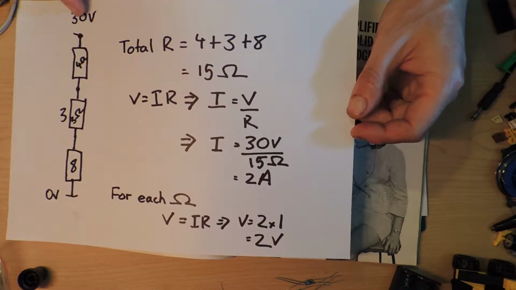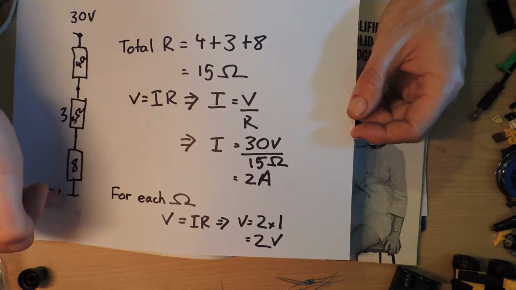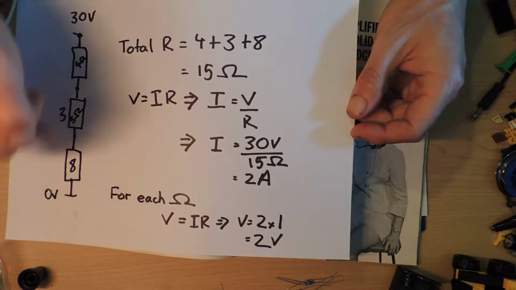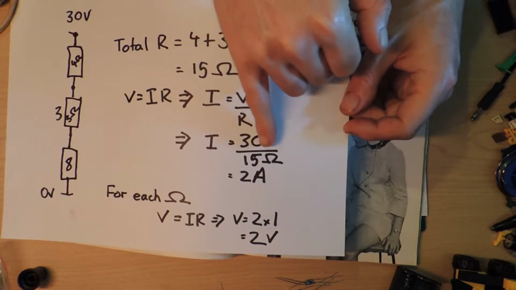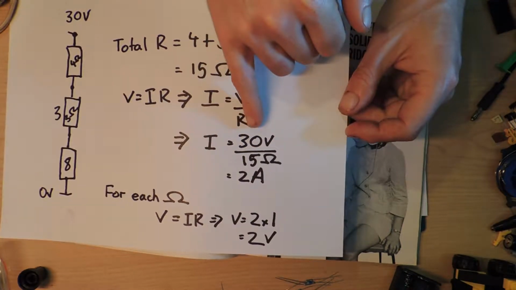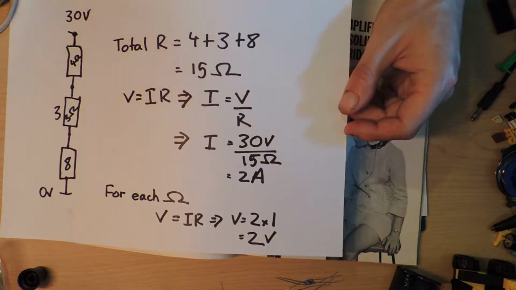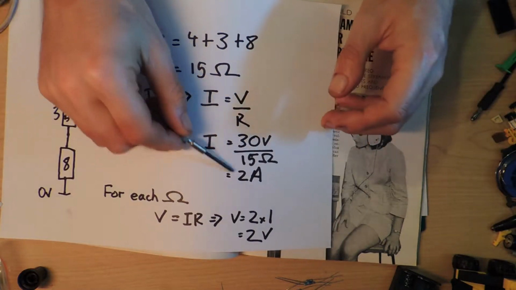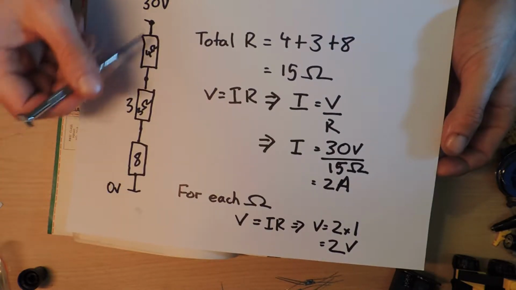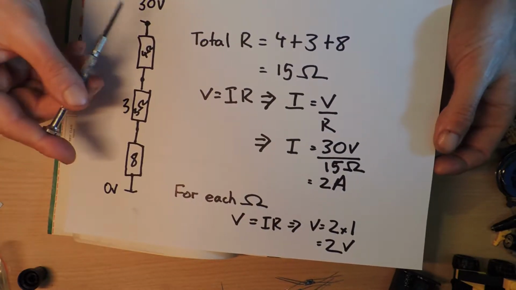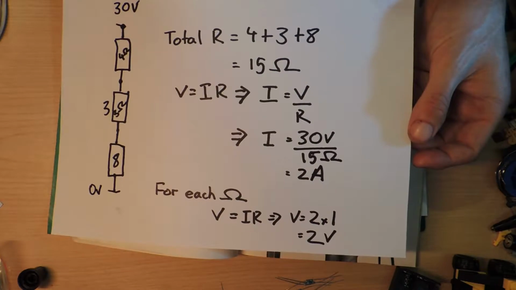We know what V is. The voltage difference is 30 volts. So the difference between here and here is 30 volts. And we know that the total resistance is 15 ohms. So the answer is 30 divided by 15, which is 2 amps. So there's 2 amps of current going through here, which is a lot of current to be pushing through there. So they're probably going to get quite warm.